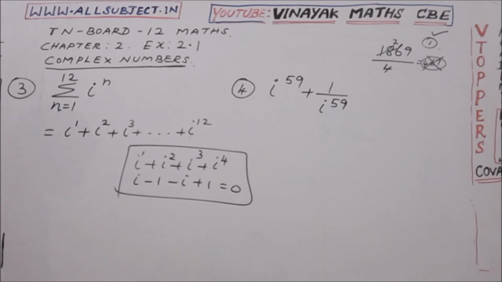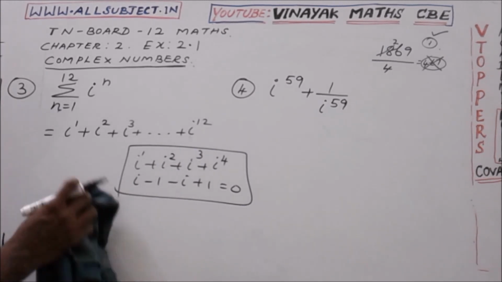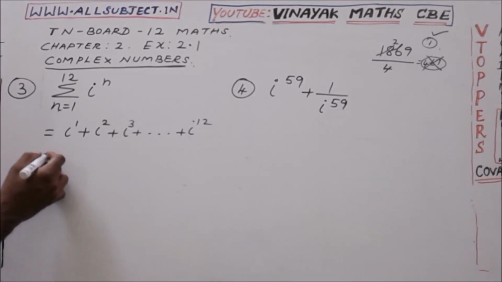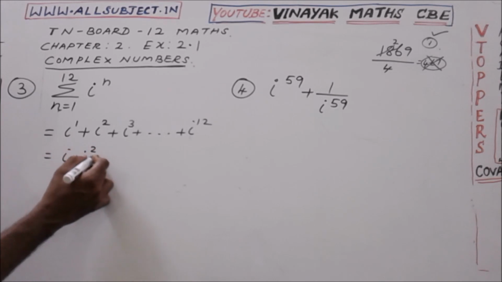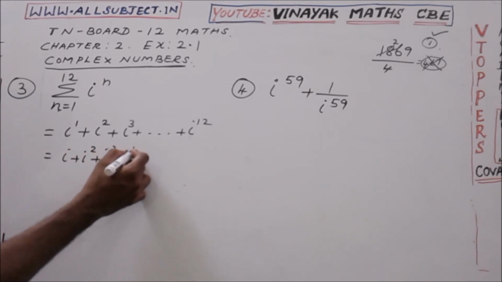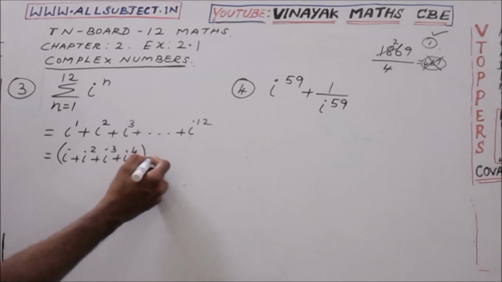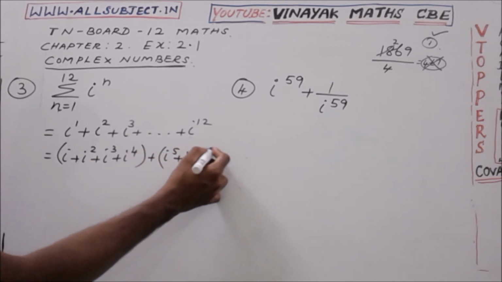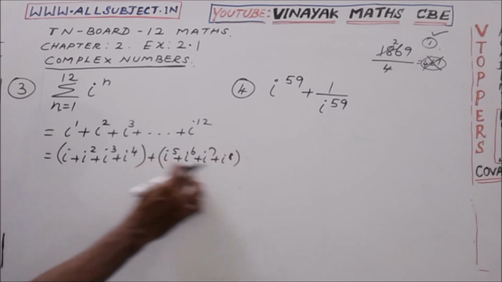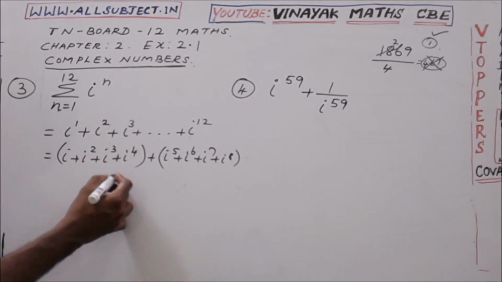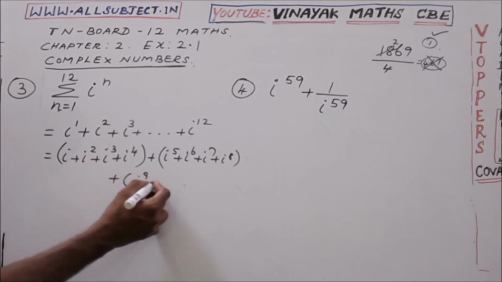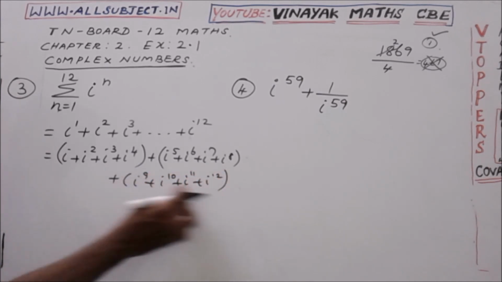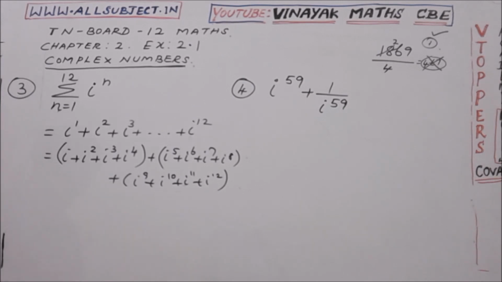Similarly, we can split into 3 groups. The first one contains i plus i squared plus i cubed plus i to the power 4. This all becomes 0. The second one contains i to the power 5 plus i to the power 6 plus i to the power 7 plus i to the power 8. These are 4 consecutive terms, so they become 0. And then i to the power 9 plus i to the power 10 plus i to the power 11 plus i to the power 12. Here also we have 4 consecutive terms, here also 0.